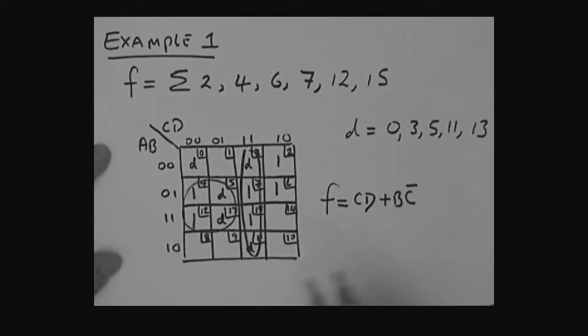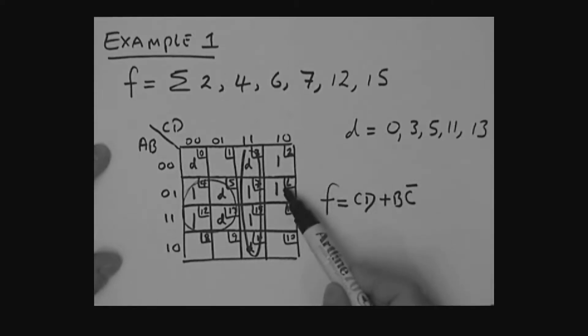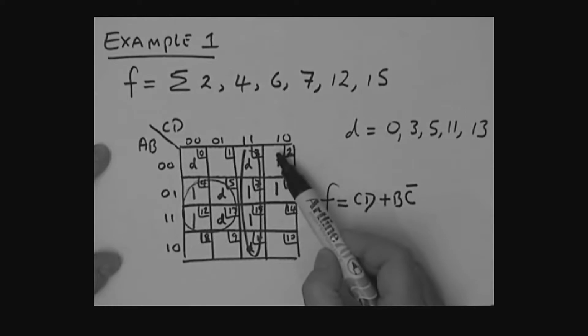That's our product term, then for this grouping, B, C bar. All right, so what else can we do? Well, I can grab these two ones together. Yeah, okay, that's good. But if I grab two ones together, the resulting product term, and you should try this, okay? The resulting product term would be 3 variables.